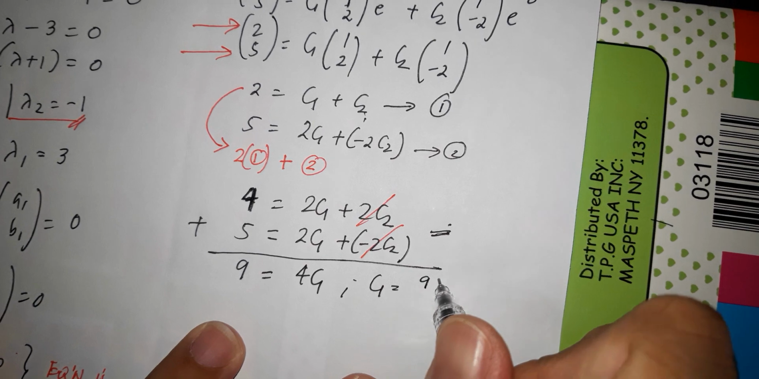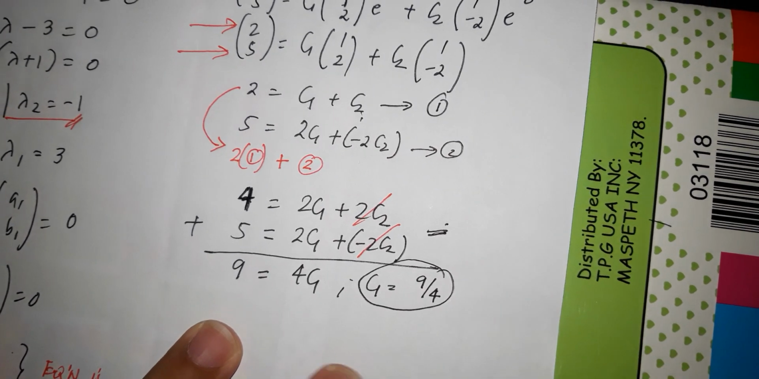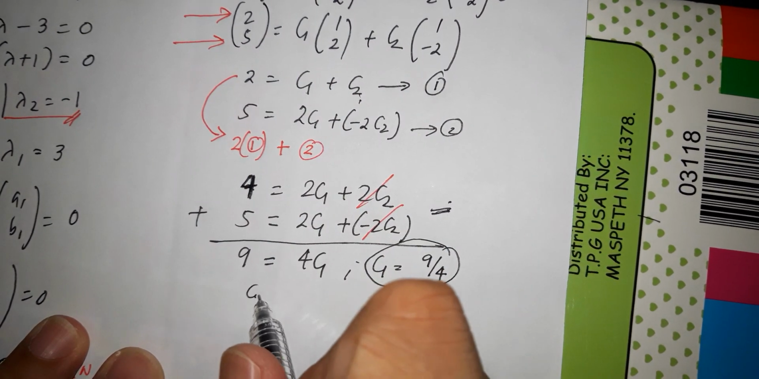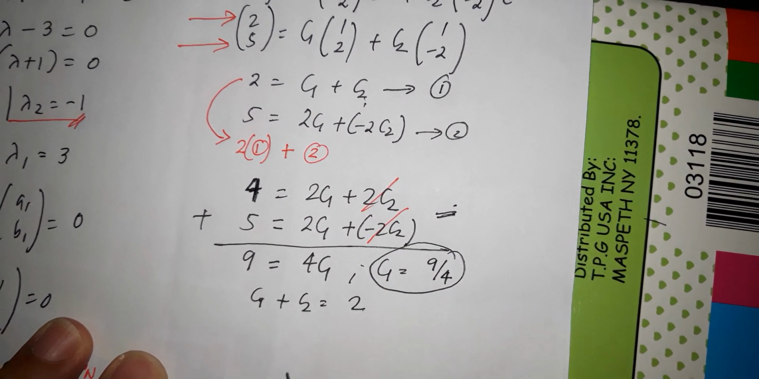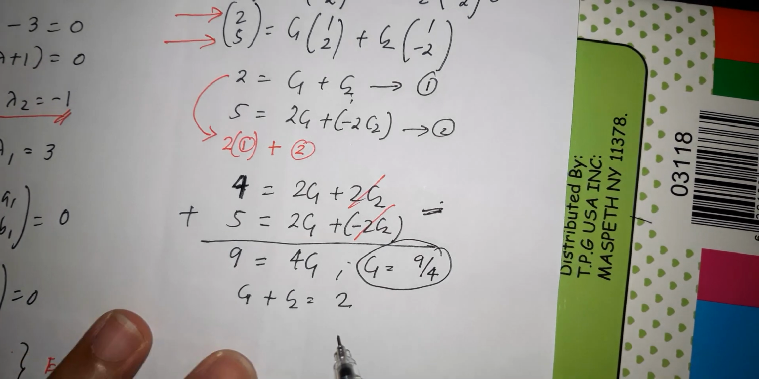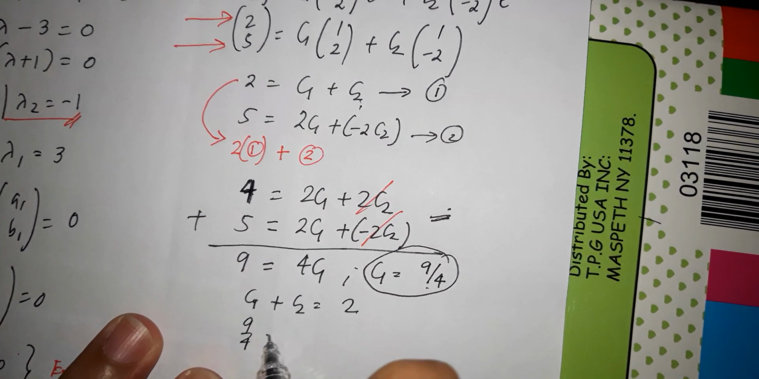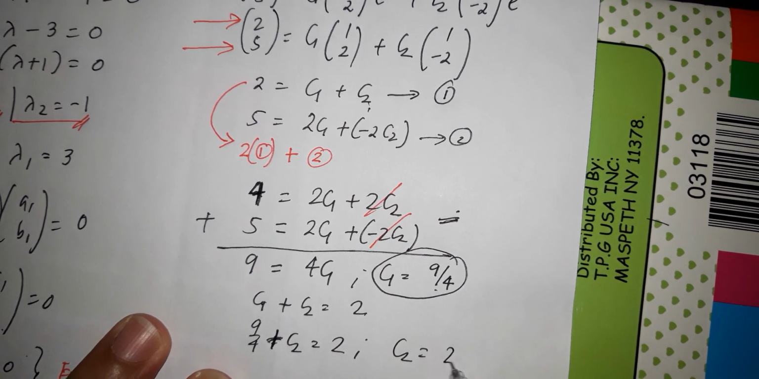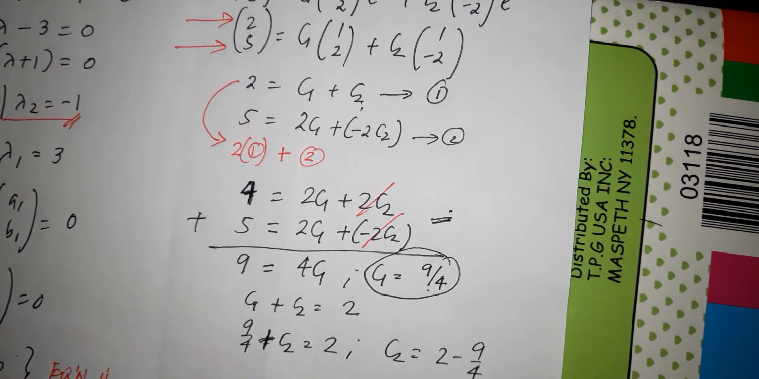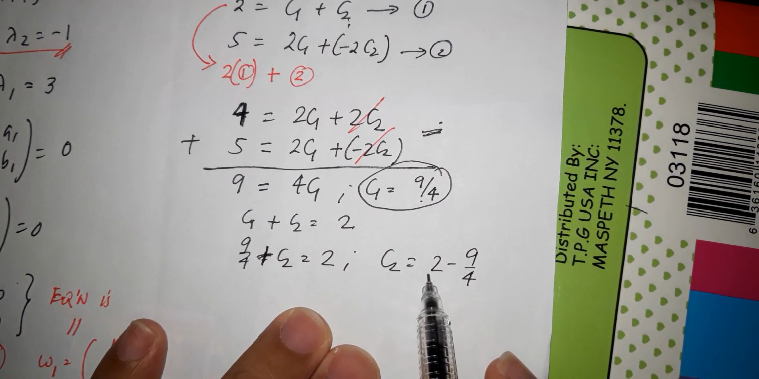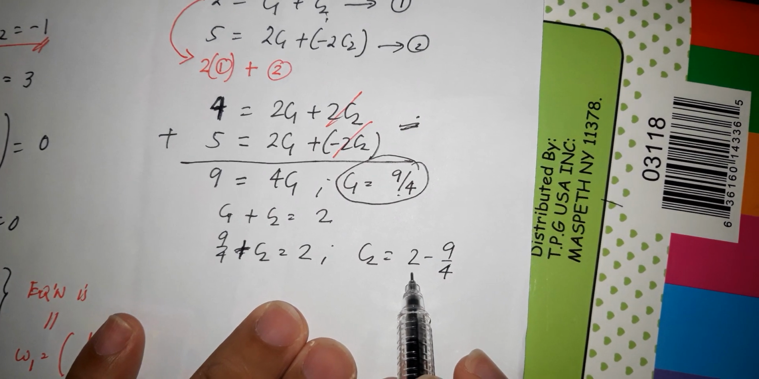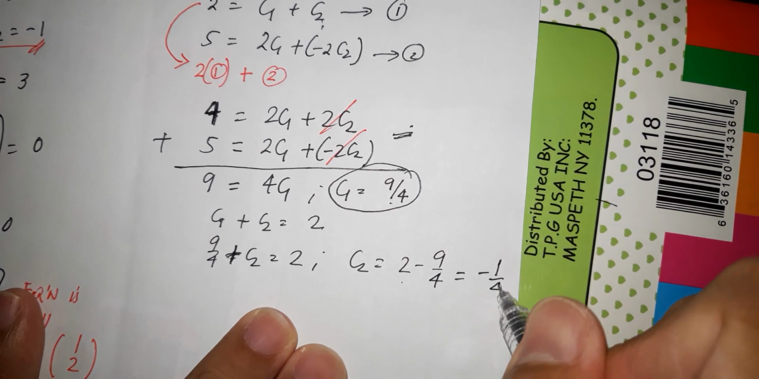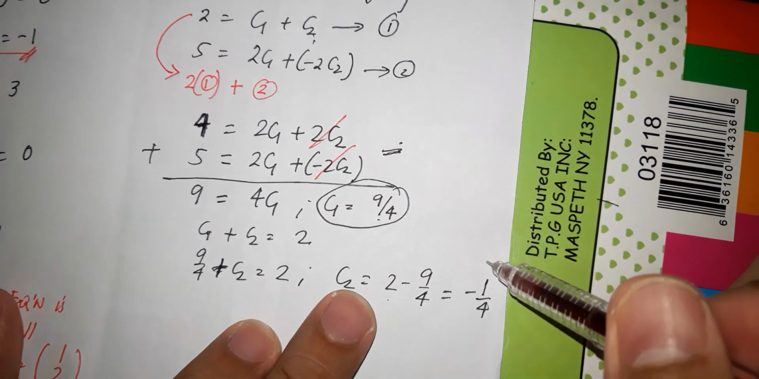Then, C1 is 9/4. So, since C1 is 9/4, let's use equation 1. C1 plus C2 is equal to 2. That's your equation 1. Substitute. 9/4 plus C2 is equal to 2. C2 is 2 minus 9/4. So that's LCD is 4. So 4 divided by 1 times 2 is 8 minus 9 is negative 1/4. So C2 is negative 1/4.